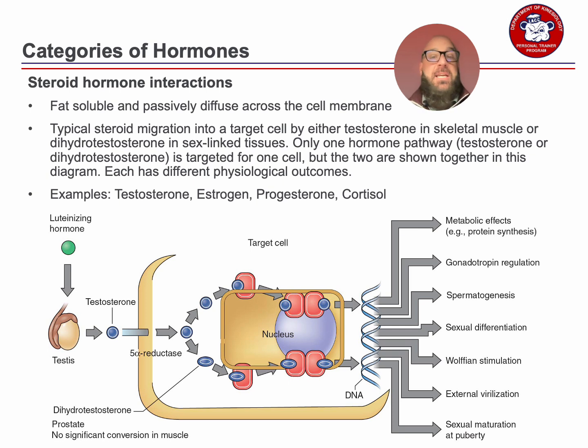That might have an effect on anything from metabolic effects, such as protein synthesis, to gonadotropin regulation, so how much growth is happening, spermatogenesis, which would be the development and increasing of sperm production, sexual differentiation, so what makes us male, female, Wolffian stimulation. I looked it up. I couldn't remember. I'll have to get back to you on that one. External virilization, right? Thinking about how effective our sperm will be. And then we're getting into something as simple as sexual maturation at puberty.